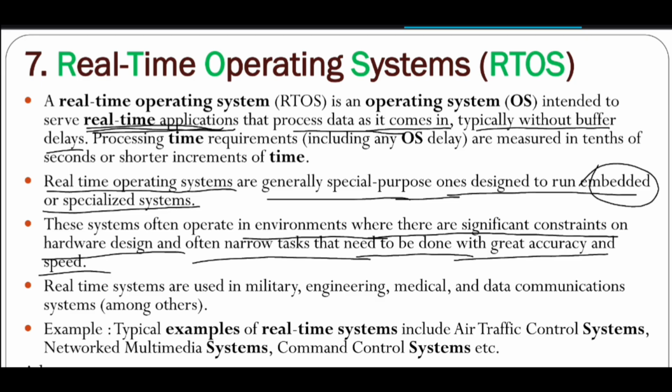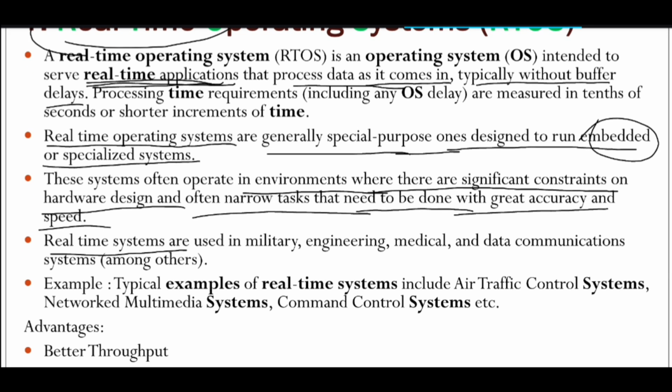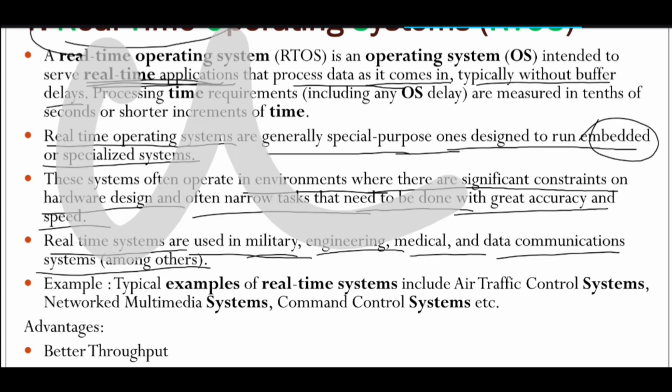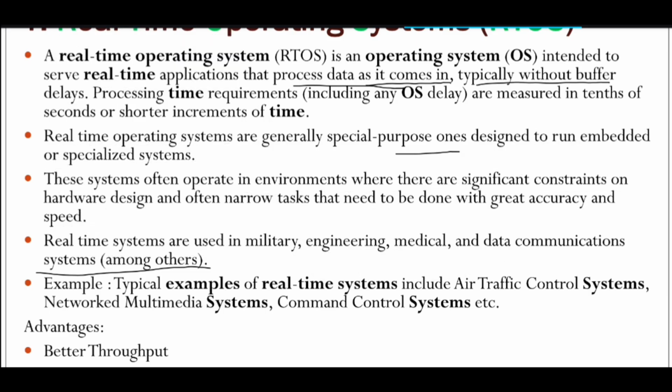To do this with great accuracy and speed, we have to communicate with the live data, with the real time data. So it is called a real time operating system. Real time systems are used in military, engineering, medical, and data communications and systems.